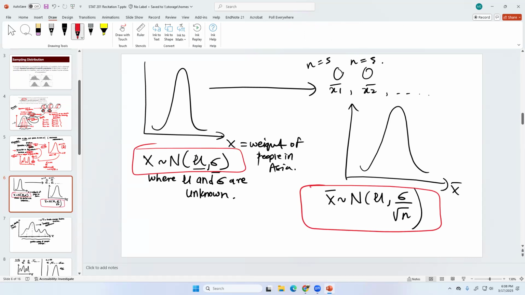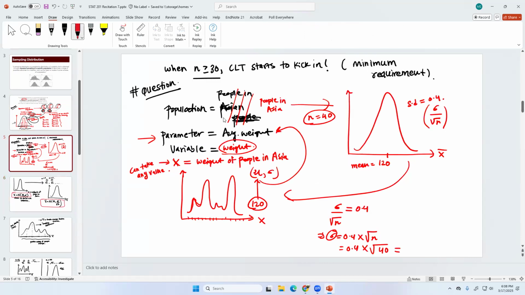So I know it's confusing at first, but it's not really that bad. Okay, you always have a population, you always have a variable, you always have a parameter that you want to know, and then you take samples. You use the sampling distribution shape. You exploit the fact that the shape of the X bar is going to be a normal distribution.